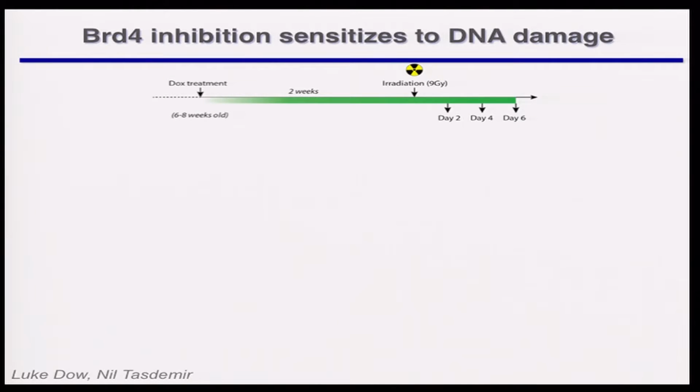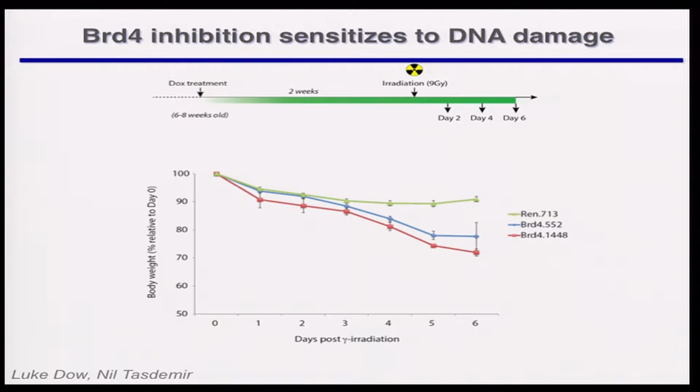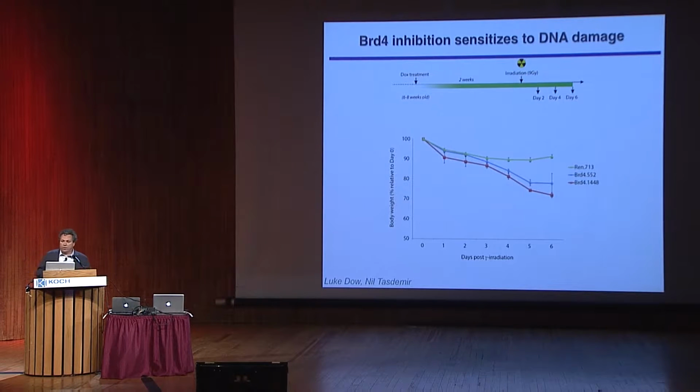We did get concerned about how these effects might play out if mice were treated with DNA-damaging agents, which are known to affect the intestine as well. And so we did an experiment where we added dox to suppress BRD4, waited 2 weeks, and then gave a sublethal dose of irradiation. What we noticed, as you would expect, is the control mice started to lose weight, but then that plateaued, whereas those where we suppressed BRD4 continued to lose weight.